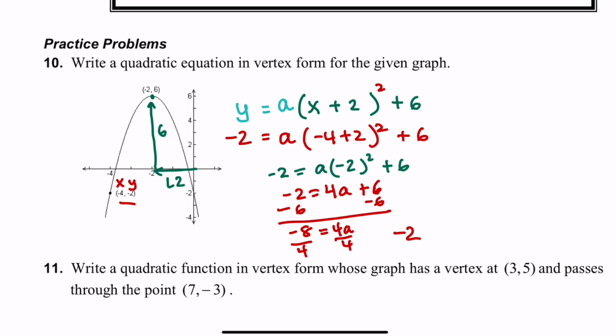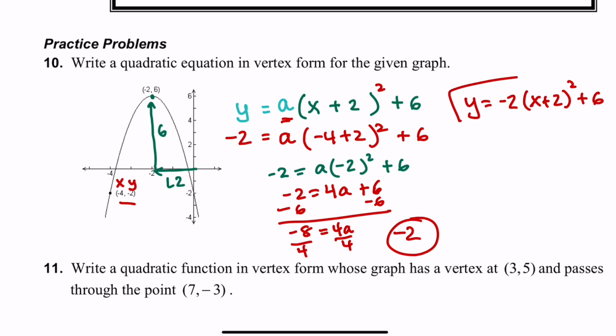So we're going to take that -2, plug it in for the a, and we'll have y equals -2 times (x plus 2) squared plus 6. And that would be our equation of this parabola.